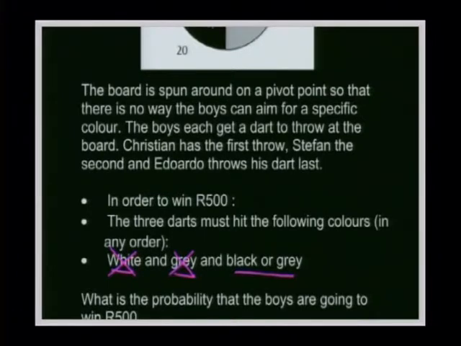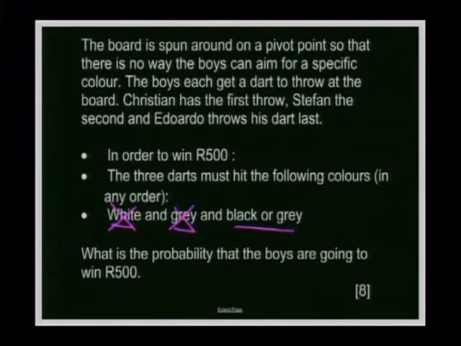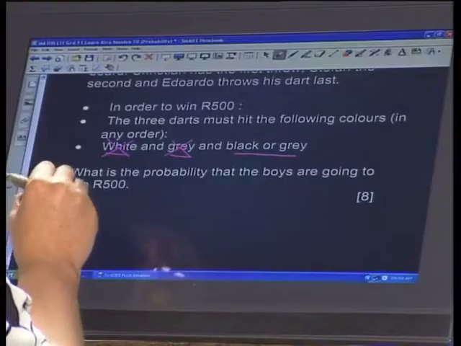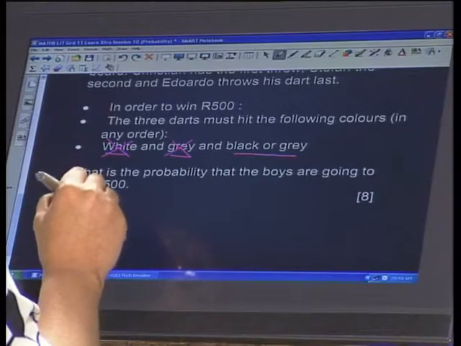So we need to calculate our probabilities. What is the probability that the boys are going to win 500 Rand? So we need to go through this very carefully. We need to work out the probabilities first, and then we're going to work out what the probabilities of all these events occurring.